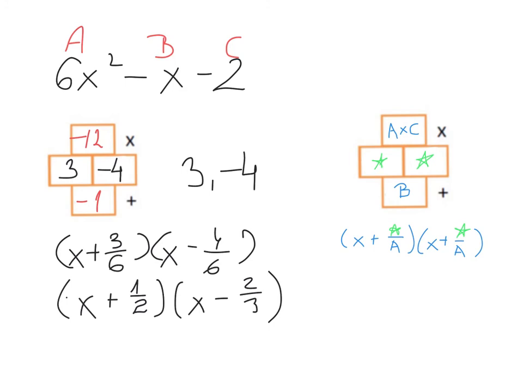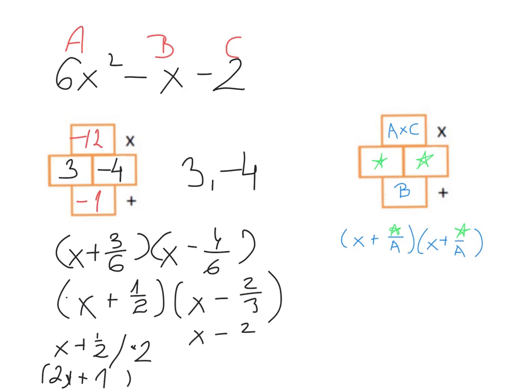Now, what do we have to do if we end up with fractions at the end? We don't want to have any fractions in here. What to do? x plus 1 over 2. How to get rid of the fraction? We have to multiply the whole expression by the denominator, which is 2. So multiplied by 2, and that gives us 2x plus 1.